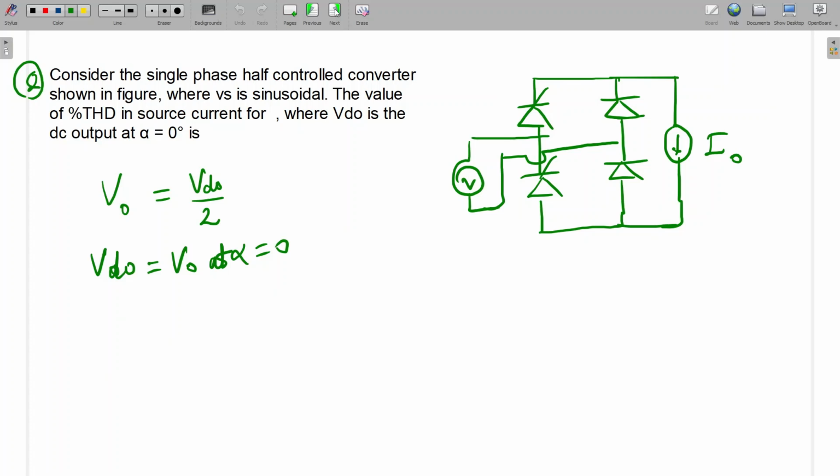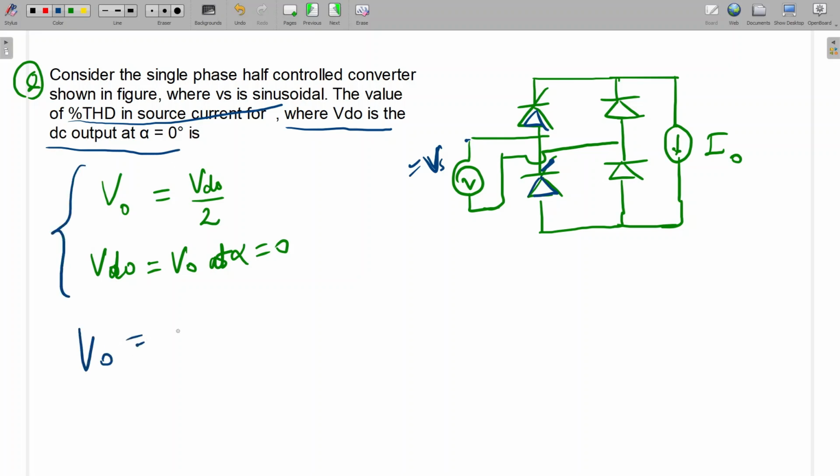So this is a good question. Some information is given in the question. This is a single phase half controlled converter. These two are thyristors and two are diodes. Vs is the sinusoidal source voltage. No value is given here, but we need the percentage THD in source current, where Vd0 is the DC output at alpha equal to 0.